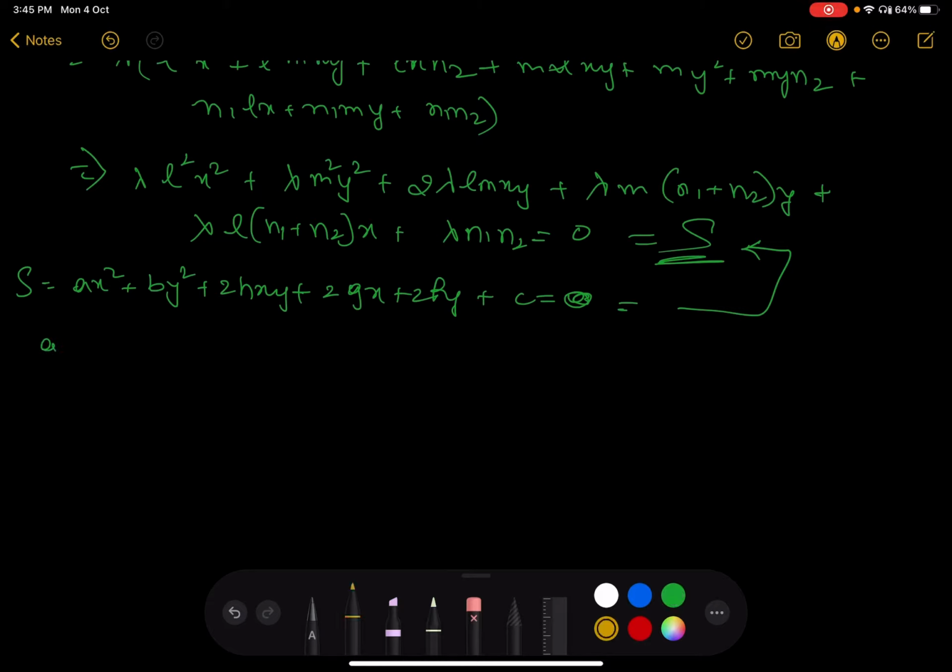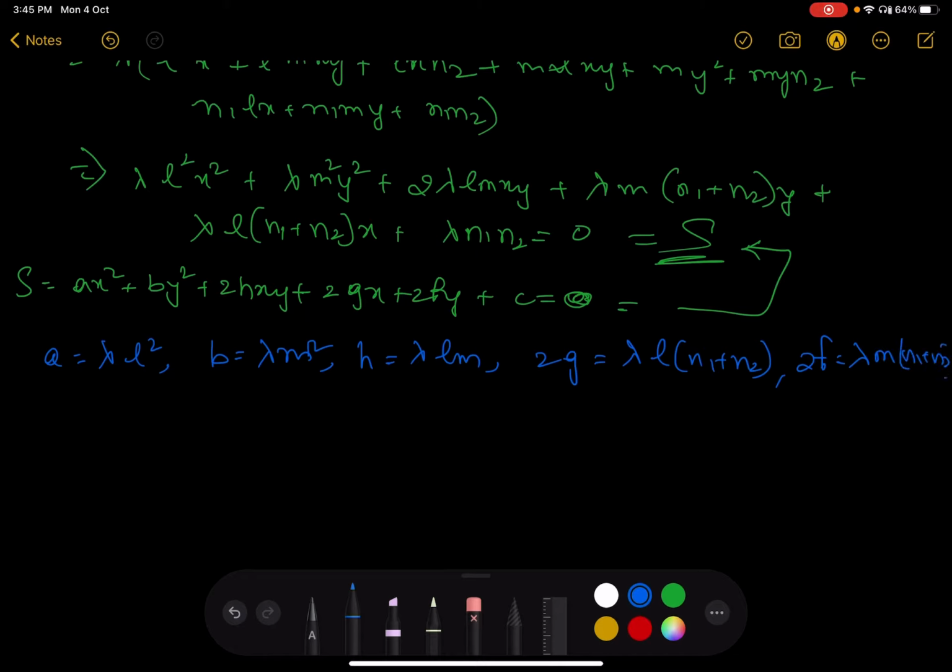a is equal to lambda L square, b is equal to lambda m square, h is equal to lambda Lm, then 2g is equal to lambda into L into n1 plus n2, 2f is equal to lambda into m into n1 plus n2, c is equal to lambda n1 n2. So if we compare both equations, we can clearly say ax square, which is lambda L square, b, which is lambda m square, 2h will be 2L lambda m, 2 to cancel, 2g will be lambda L n1 plus n2, 2f will be lambda m n1 plus n2, c is lambda n1 n2.